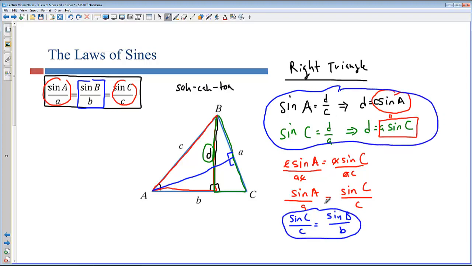And then if you piece these two expressions together, this is equal to that, that is equal to this, then these two things have to be exactly the same. And so we get this string of equalities here, this equals that, and so they're all equal to each other. So that's where the law of sines actually comes from.